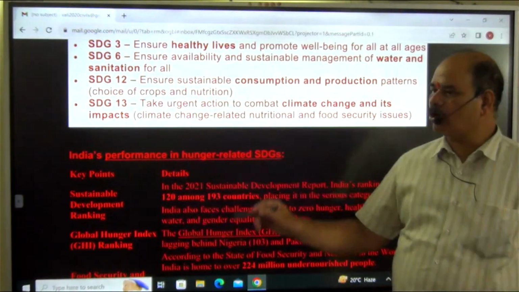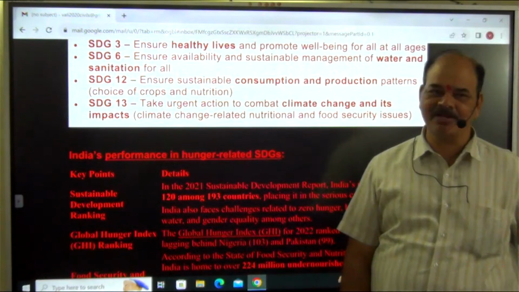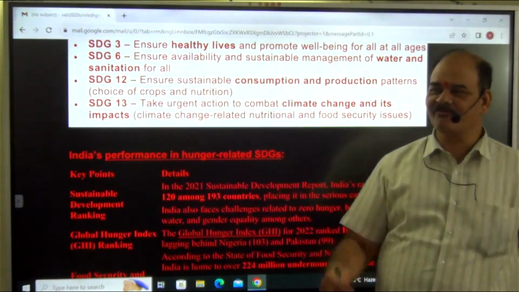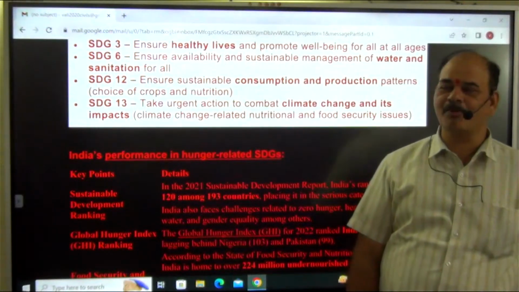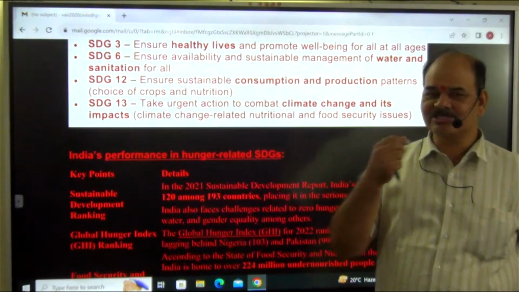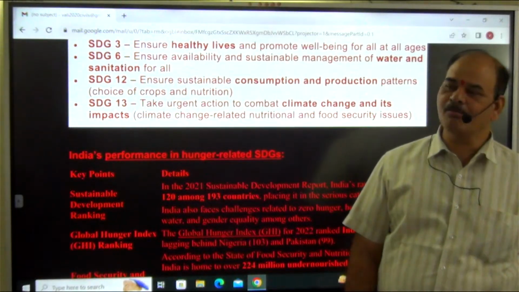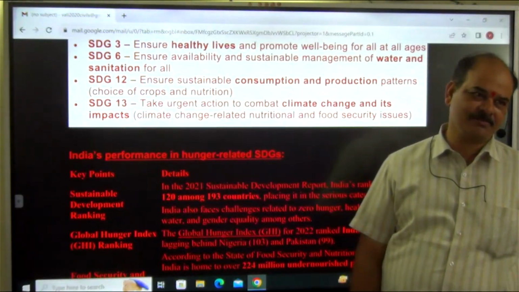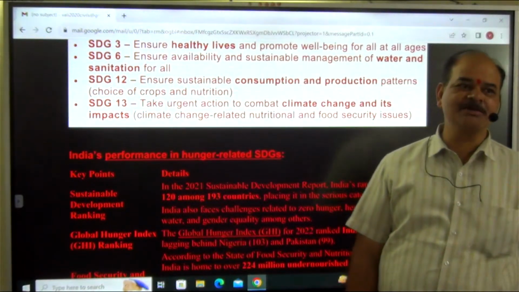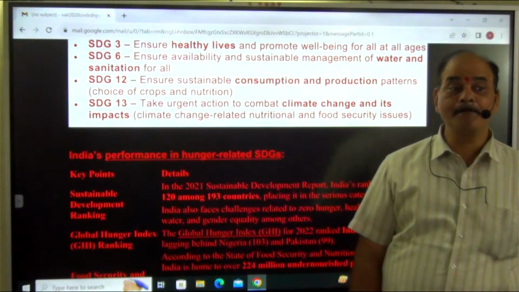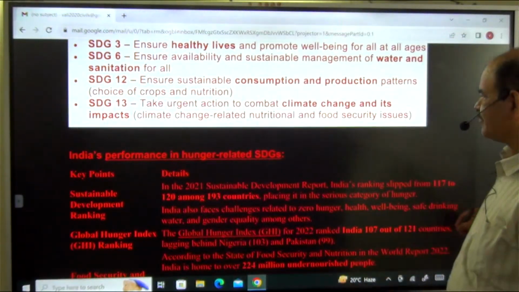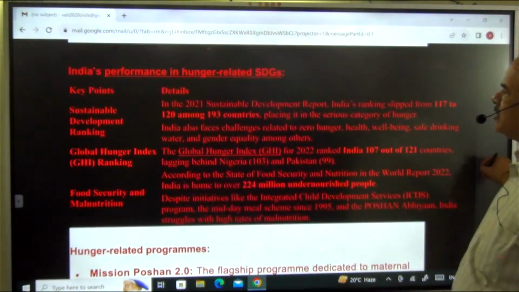Choice of crops and nutrition is very, very important. As paddy requires more and more water, and we are facing acute shortage of water in many parts of the country, the Indian government is encouraging millets, which can grow with a lesser amount of rainfall. Even this year, I think we are observing it as the International Year of Millets. Now, India's performance.